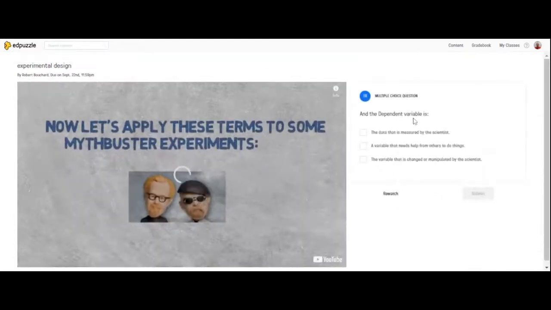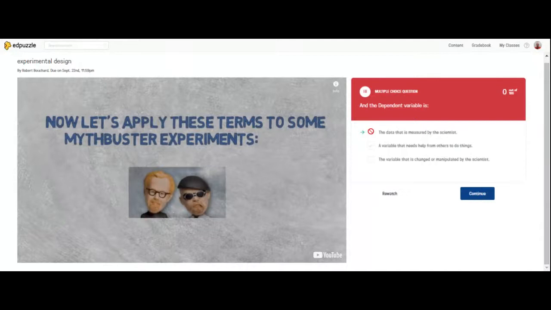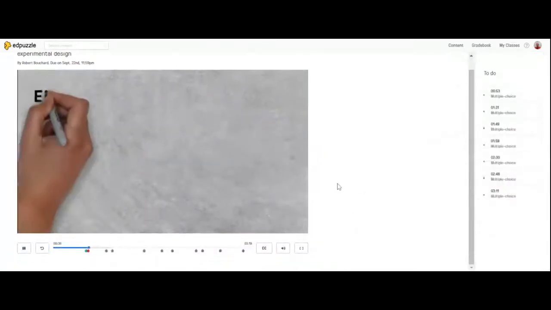The next question is the dependent variable. You can always rewatch. So I'm going to say dependent variable is this, no, this. It'll tell me if I'm right. Nope, it's that. Good. So now I continue. Once you've submitted, you can always rewatch to find out the right answer, but we'll tell you right there. So then we continue.